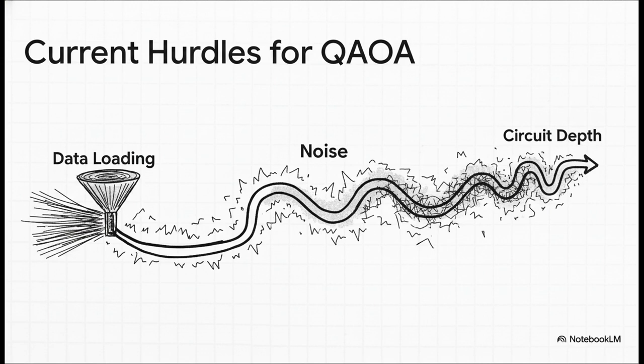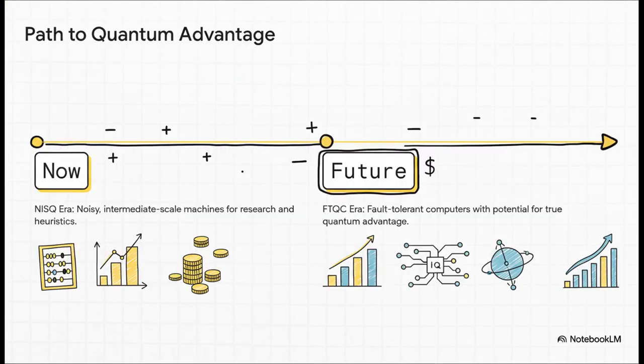Not to mention, just getting all the financial data into the quantum computer in the first place is a huge challenge. And this is really the journey we're on. Right now, we're in what people call the NISQ era. That stands for Noisy Intermediate Scale Quantum. These machines are amazing for research like this, for proving concepts. But the real revolution comes with the next generation, the FTQ, or fault-tolerant quantum computing era. Those are the machines that will be stable enough and powerful enough to actually deliver a true quantum advantage.